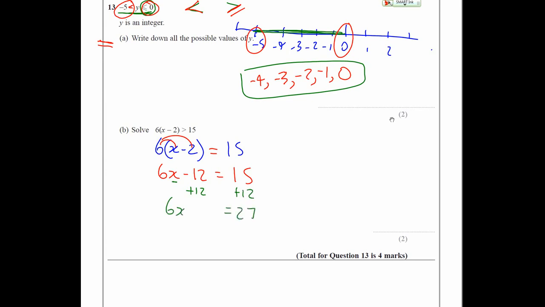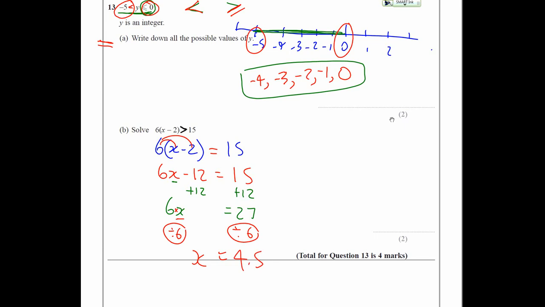Now we want x on its own, we've got 6 times it, so divide by 6. We're glad it's a calculator paper, so we can just type in our calculator, 27 divided by 6, and get 9 over 2, or 4.5. Now remember, you cheated. Don't write that as your final answer. They're going to know you cheated then. It's not proper cheating, it's just a trick.